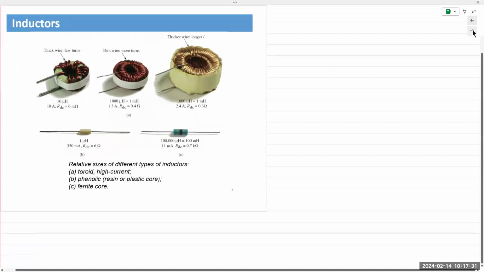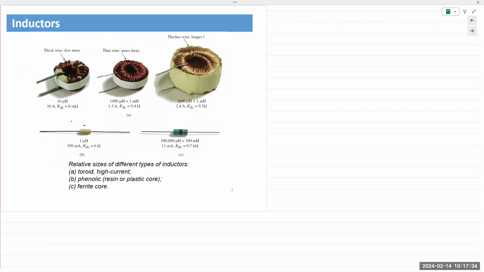Some examples of real-life inductors. You can see the small ones. These are typically the size of resistors that we see in real life. But if you want an inductor which has some higher value or some high current carrying capabilities, then you would actually use a core inside it. And most of the cores come in the shape of a toroid, or toroidal inductors. Okay, toroidal high current inductors.